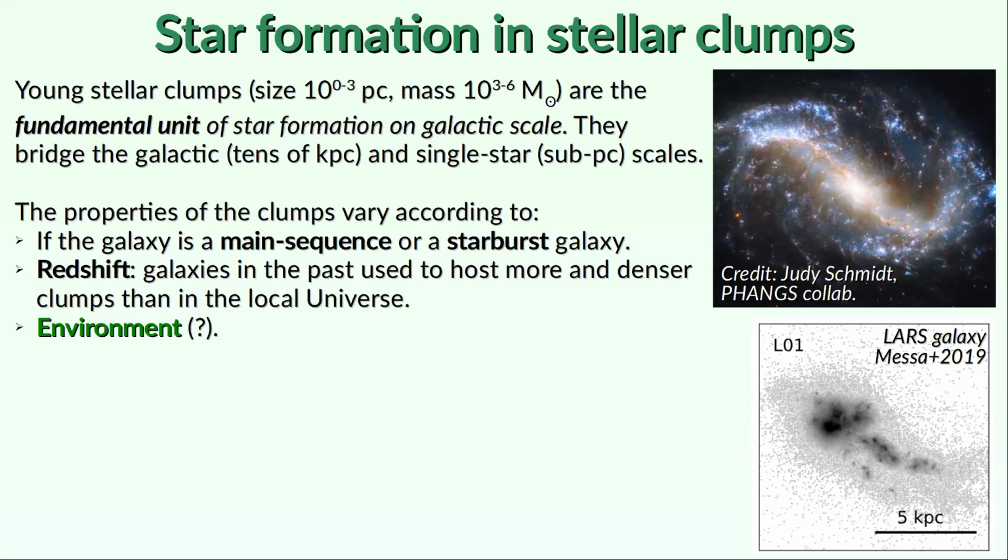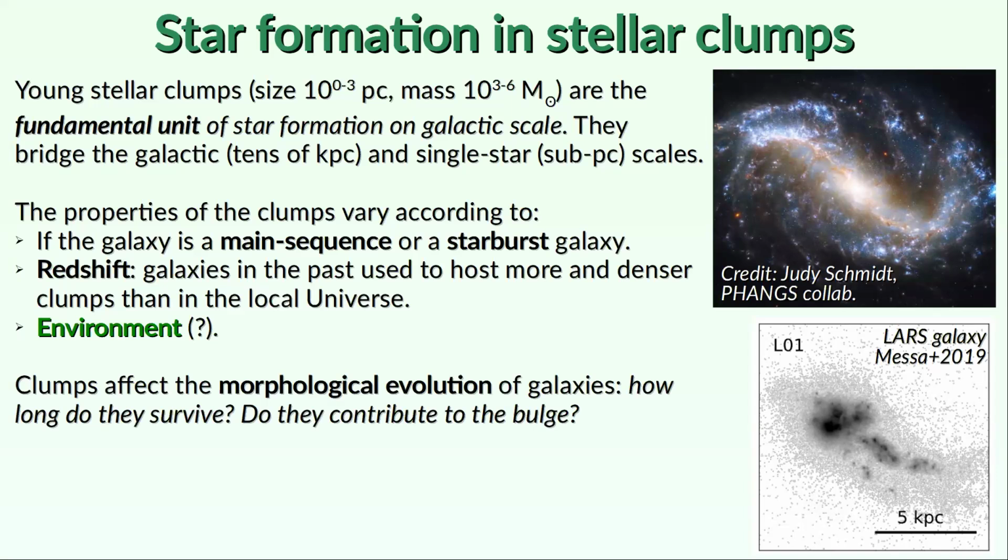This one, for example, is an irregular galaxy from the LARS sample. And so it's interesting to study if the clumps have different properties depending on the properties of the galaxy itself. And this is where our work is focused. Clumps are also very important because they can affect the morphological evolution of galaxies, because, for example, if a clump can survive for long time scales, it can sink because of the dynamical friction towards the center of the galaxy and contribute to the formation of the bulge.